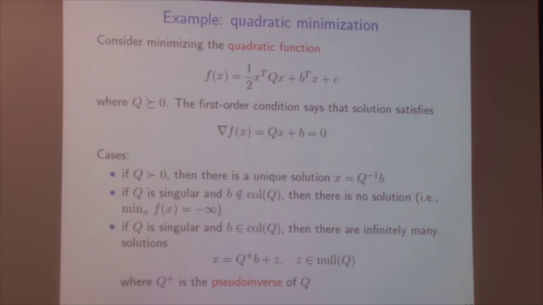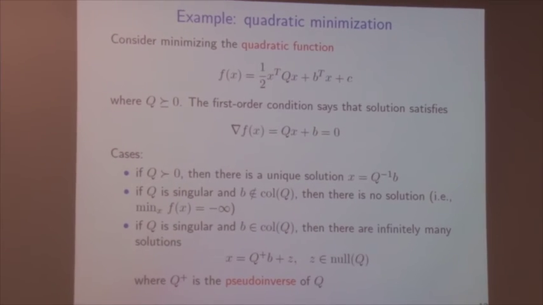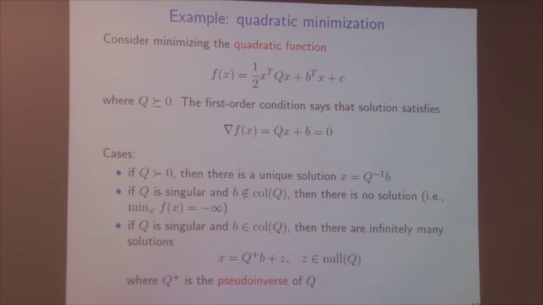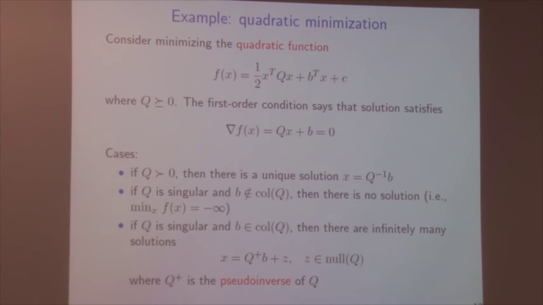But if B is in the column space of Q, then we can take the pseudo inverse of Q and solve this problem. Okay? So you can see how a quadratic function, when we minimize it, depending on the properties of Q and B, depending on the structure of the function, is going to have a unique solution, no solution, or infinitely many solutions. So it's pretty important to analyze your objective function carefully, because a lot of the techniques that we are going to learn won't work in that second case.